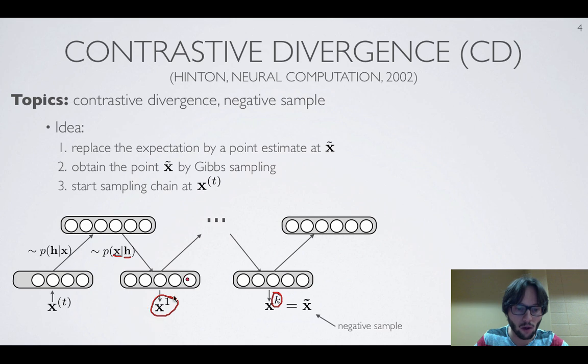So I'm going to take x1 and then sample a new value of the hidden layer given my previously sampled value of the visible layer. I'm going to alternate like this, performing Gibbs sampling for k steps. And now this last value, after I've done my k steps, is going to be the negative sample x tilde. So x tilde, we often refer to it as a negative sample, which is used to estimate the negative phase part of the gradient. And so I'm going to use that as my negative sample to perform my point estimate of the expectation over x.